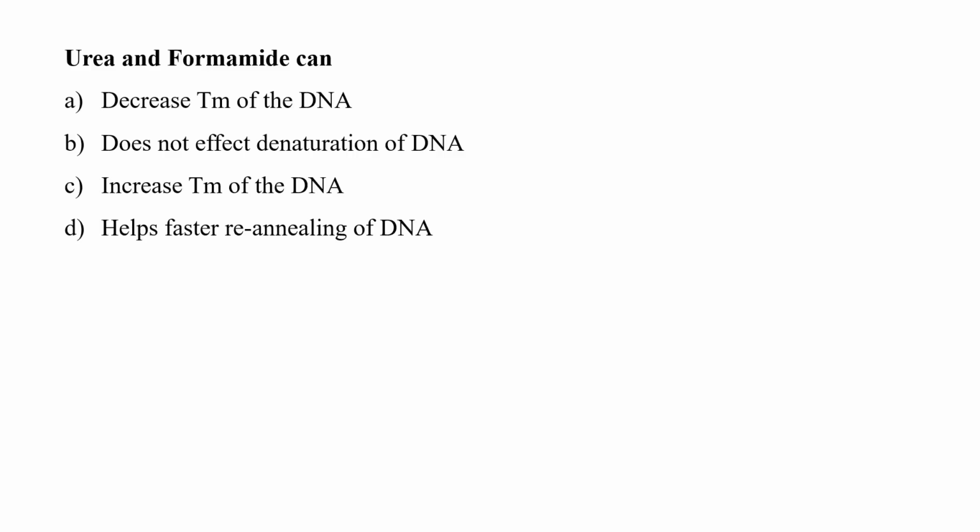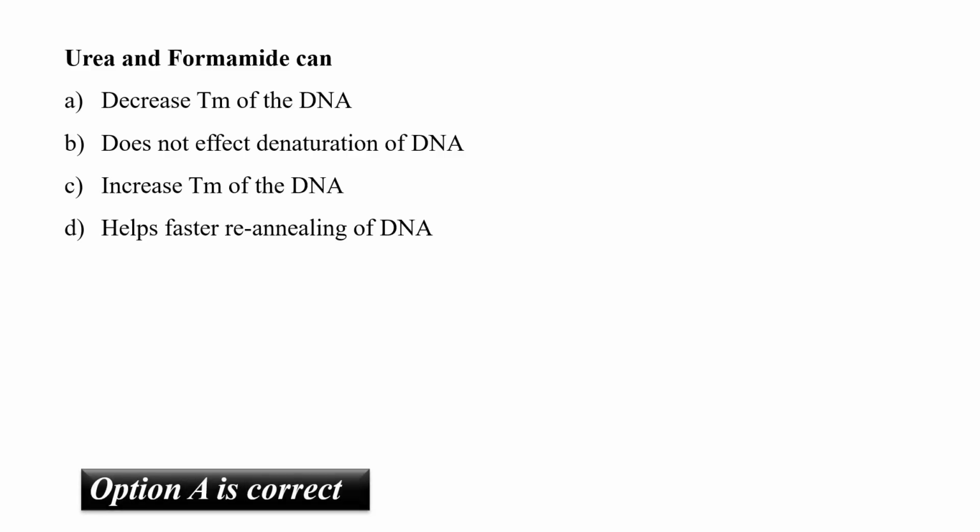Always remember, whenever it is easy to denature the DNA, we require lower temperature to denature the DNA. So that is what Tm is all about. So urea and formamide, being denaturating agents, can help in denaturating the DNA at a lower temperature. So option A would be the correct answer.